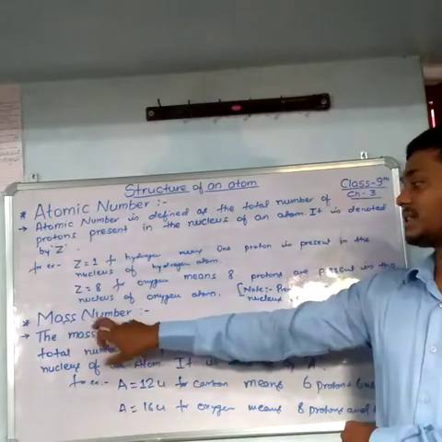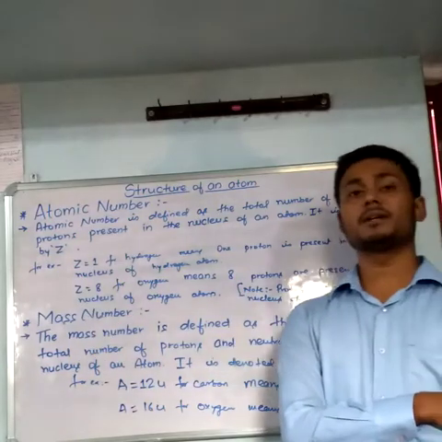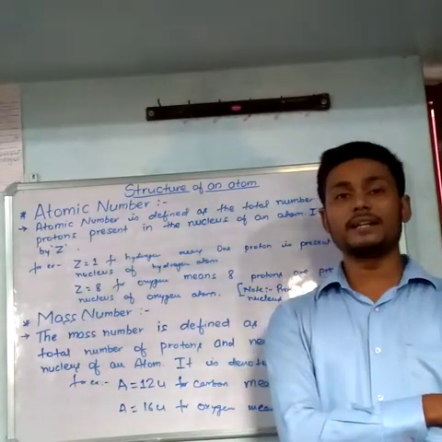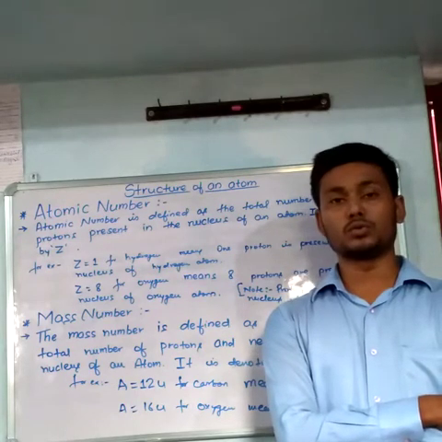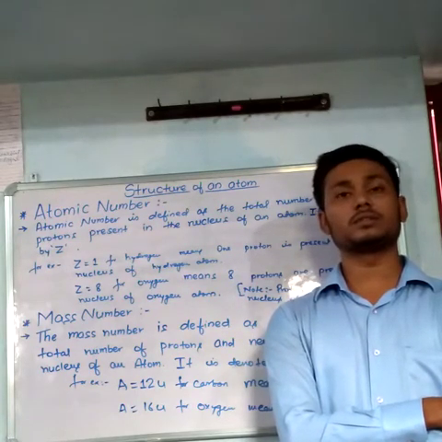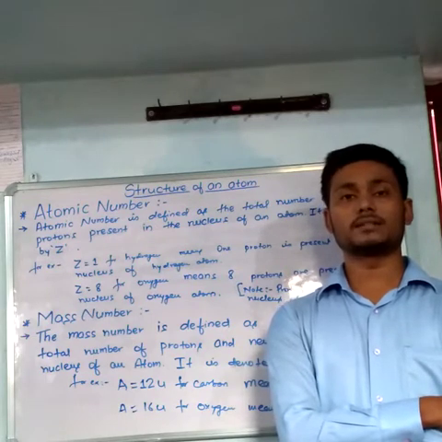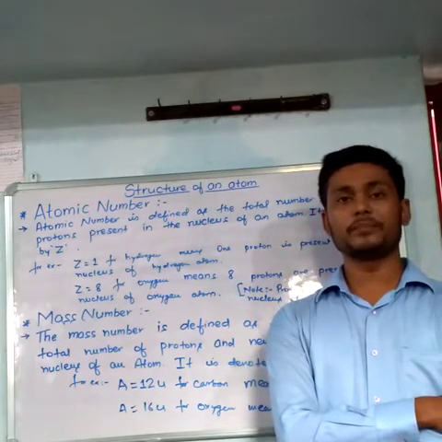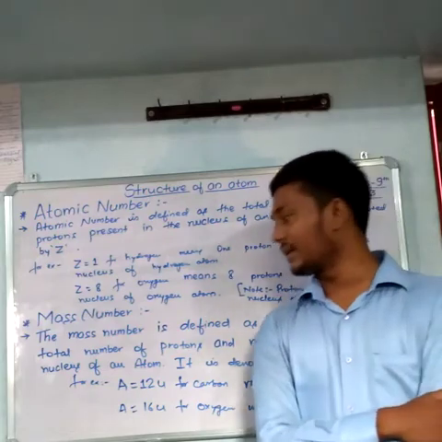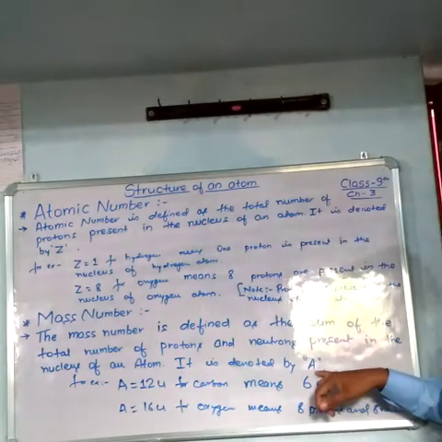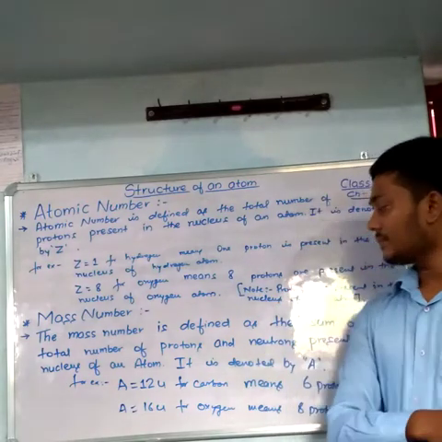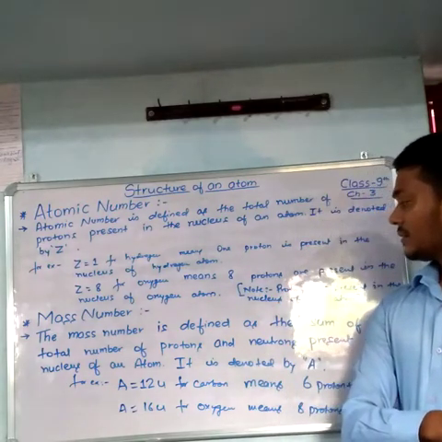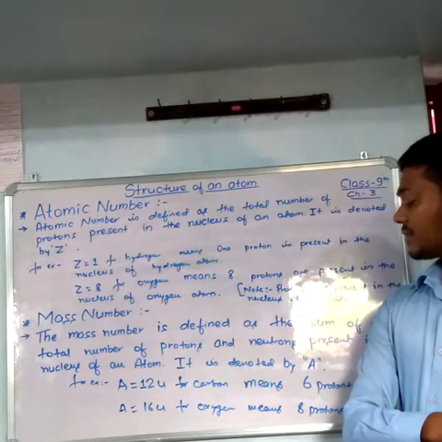Let us talk about mass number. Okay, the mass number is defined as the sum of the total number of protons and neutrons present in the nucleus of an atom. Okay, it is denoted by capital A. Okay, let us take some examples.